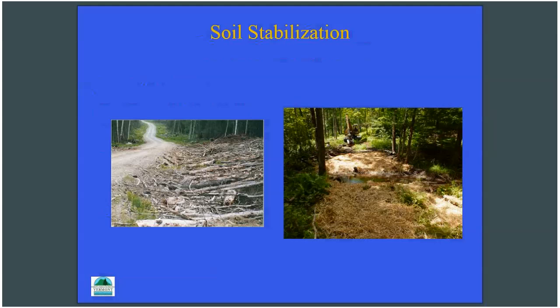A separate AMP requires all temporary stream crossing structures to be removed immediately after logging, and approaches to the crossing are to be seeded and mulched 25 feet back from the stream. In some cases, brush and logging debris can also be an effective means for controlling soil erosion, such as in this example, where logging slash is being used to stabilize a road ditch.